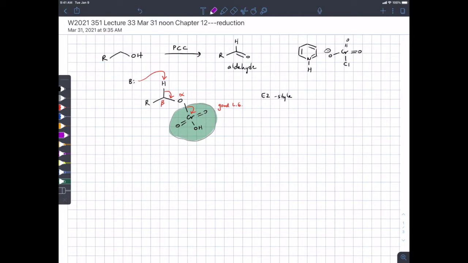Now, why is it an oxidation reaction? Because these two electrons that were on oxygen are the ones that attack chromium. They're the ones that are in this oxygen-chromium bond, and in the end, they're the ones that leave with chromium. So we've actually removed electrons from this molecule, which is a definition of oxidation. Okay, questions so far about that reaction?